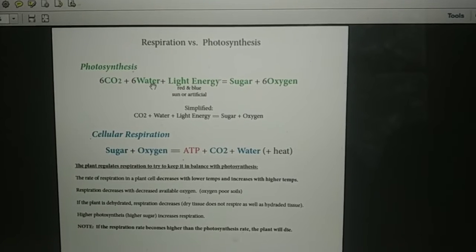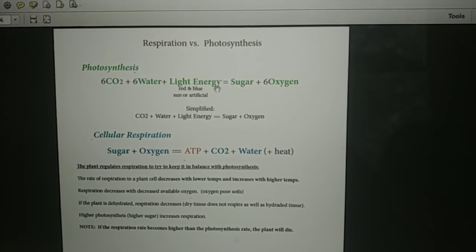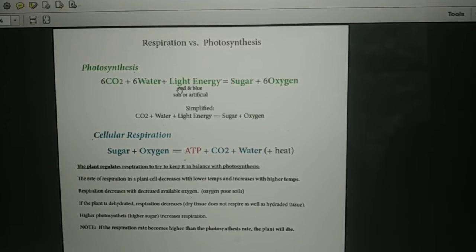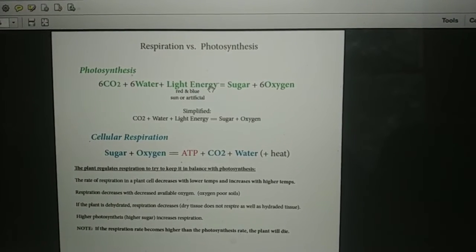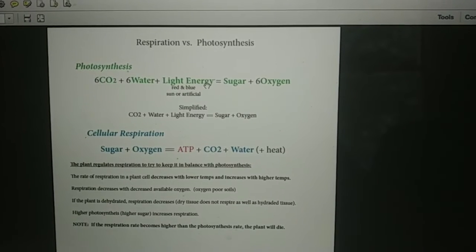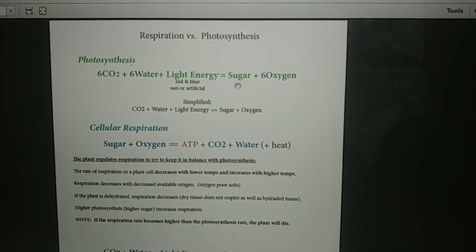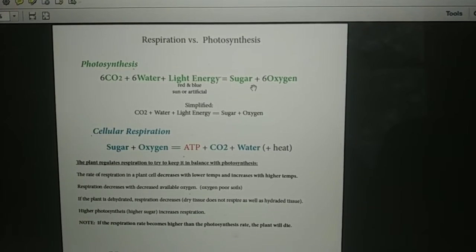The water is taken up by the roots, and the light energy is absorbed by what part of the plant? The chloroplast. So what are the two spectrums on the light spectrum that the plant uses for photosynthesis? Red and blue. All right, so photosynthesis puts out a little bit of oxygen and sugar.